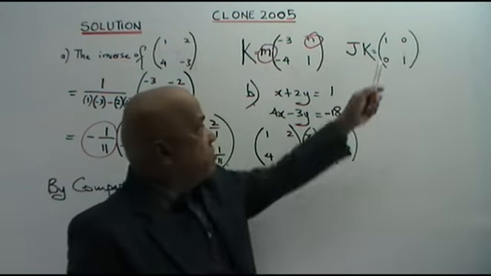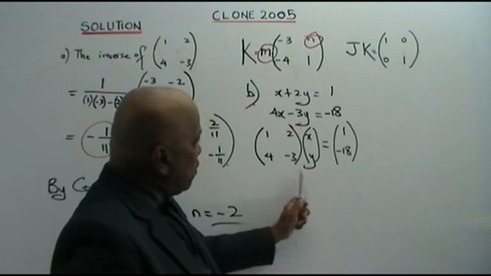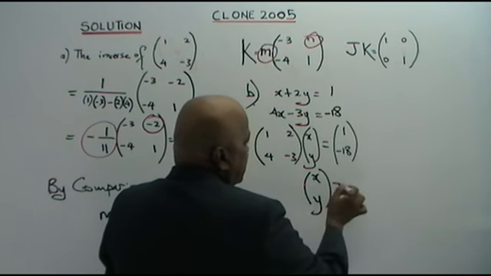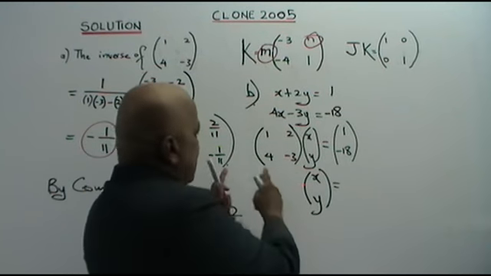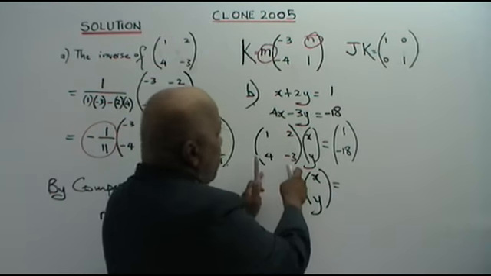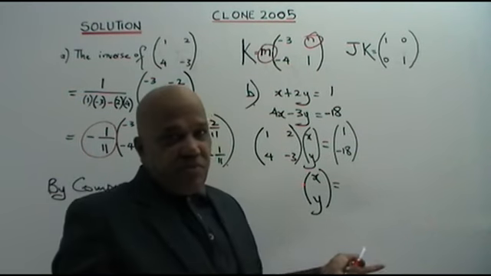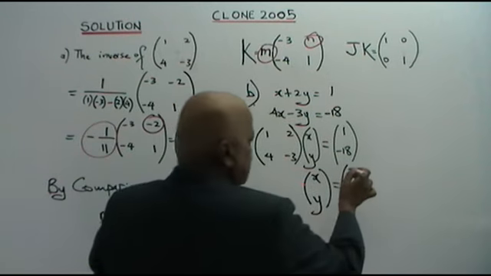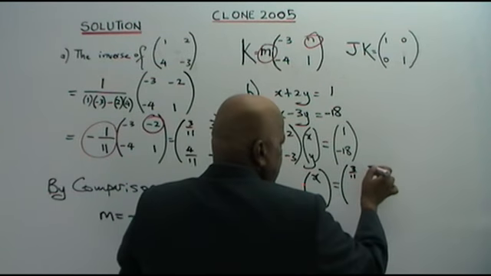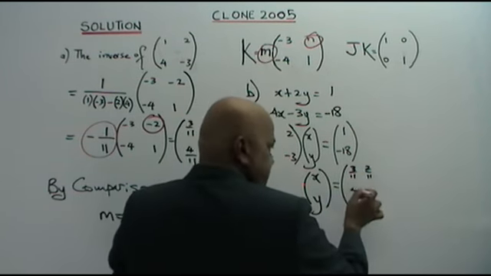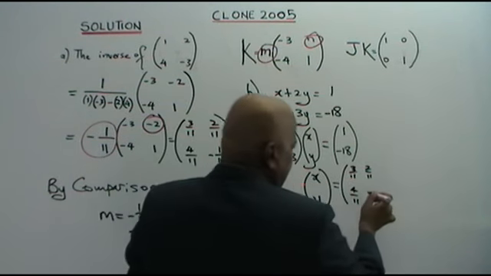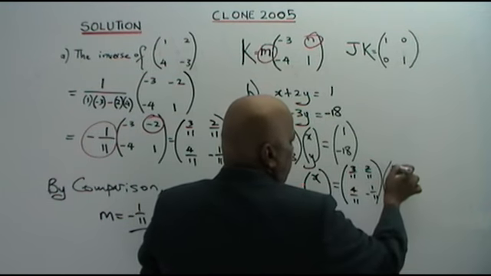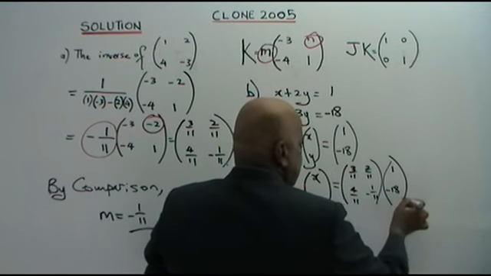That is the identity matrix, 1, 0, 0, 1. So 1, 0, 0, 1 times xy, you get xy. So on this side, this is what you get. Inverse times matrix is 1, 0, 0, 1. 1, 0, 0, 1 times xy is xy. You know that. Now, we pre-multiply this by this inverse: 3 over 11, 2 over 11, 4 over 11, negative 1 over 11 times 1, negative 18.